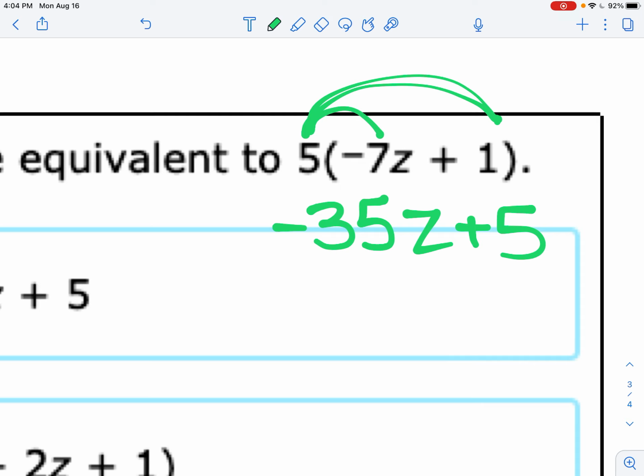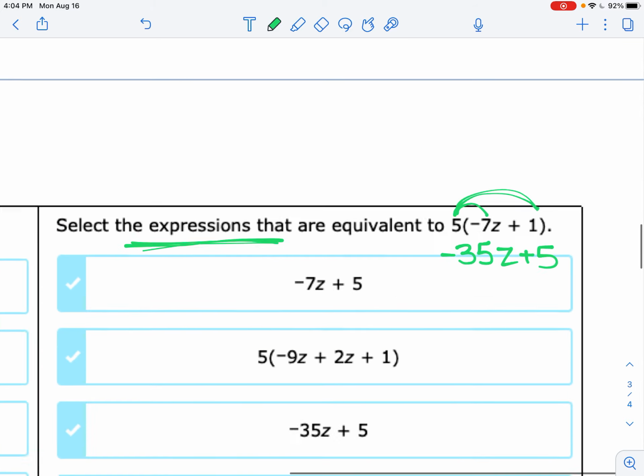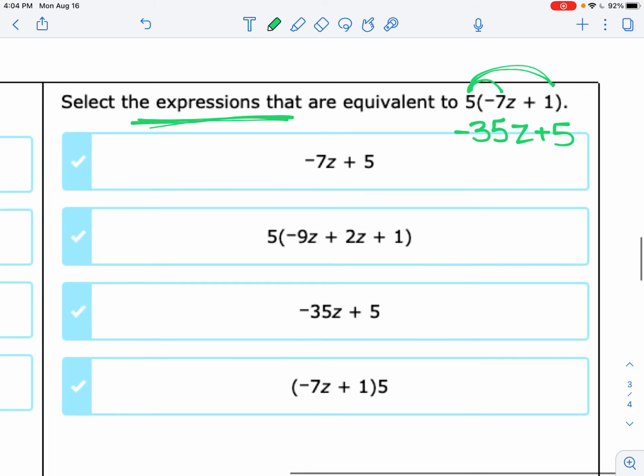Now, can I combine like terms here? I don't see any like terms. I see a z term and a constant term. Those are not the same, so I simply just leave it where it is. Okay, so what happens now? Well, negative 7z plus 5, nope. How about this second one?